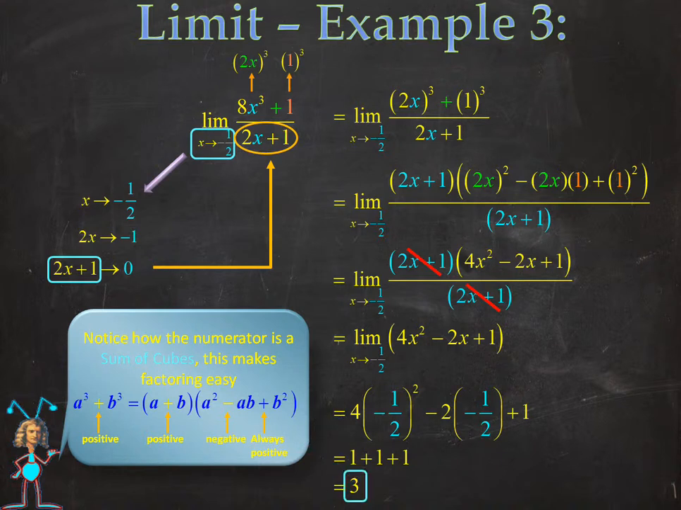So the limit of our original expression, x goes to minus 1/2 of 8x cubed plus 1 divided by 2x plus 1, is 3. Hopefully this was helpful. Thank you.